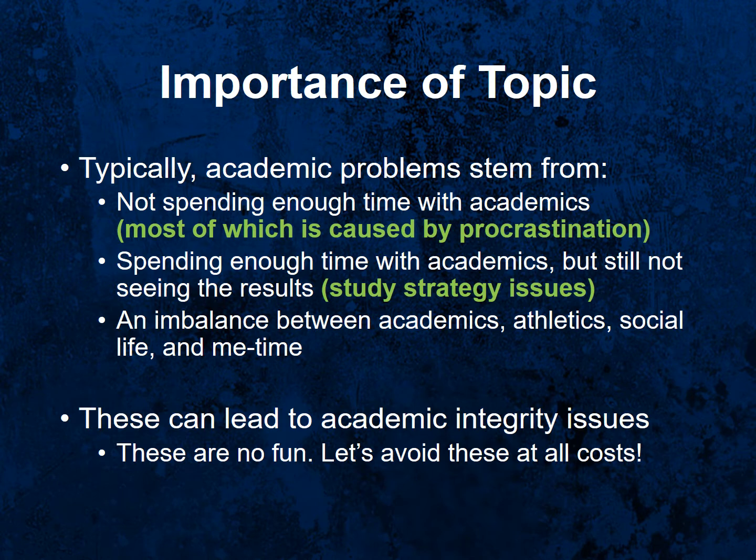Now, why is this topic important? Typically, academic problems will stem from three reasons. The first being that you're not spending enough time with your academics, which is caused by procrastination and putting things off. Second, it could be that you are spending enough time with your academics, but you're still not seeing the results. In this case, the issues could lie in study strategies. And lastly, it could be that there's an imbalance between academics, athletics, social life, and me time. These then can lead to academic integrity issues. These, let me tell you, are not fun. So please, let's avoid these at all costs.